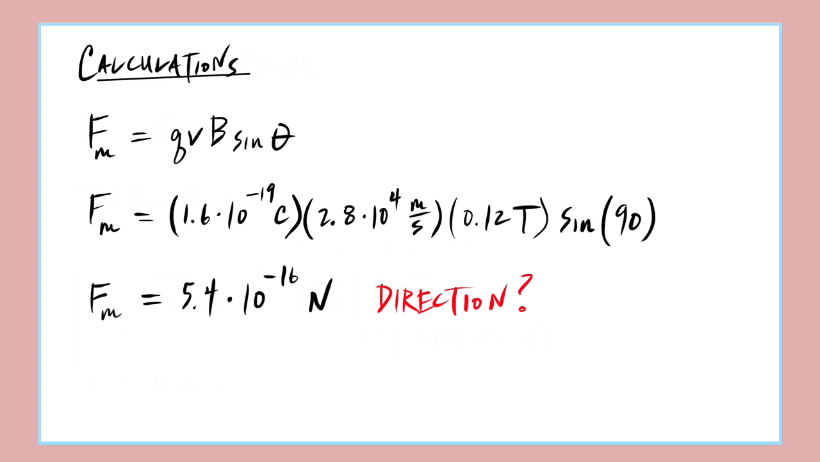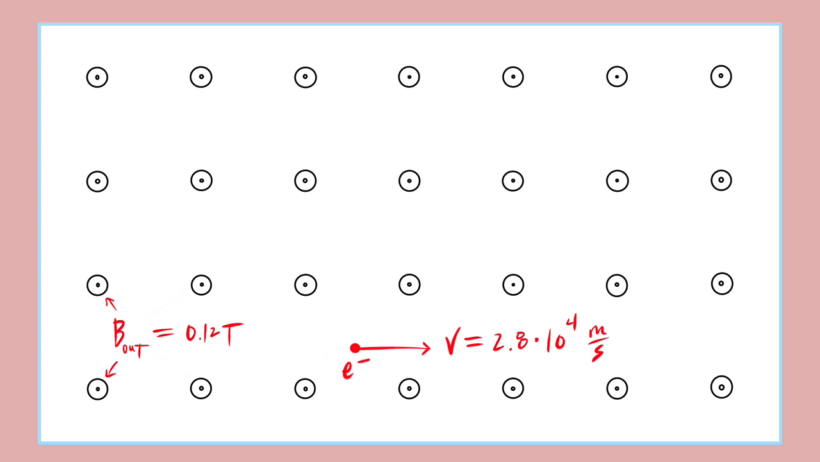Now after some substitution and solving, we find that the Lorentz force on the electron is equal to 5.4 times 10 to the negative 16 newtons. So now that we have the magnitude, let's find the direction. If we look back at the illustration, we can use the right-hand rule to find the direction.